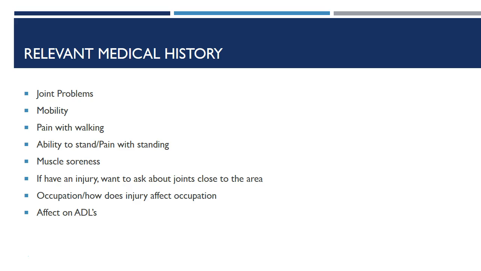If there's an injury, you want to ask about any joints that are close to the area, if the injury is affecting any joints. How does their occupation affect the musculoskeletal system? How does their injury affect their occupation? And then any effect on ADLs.